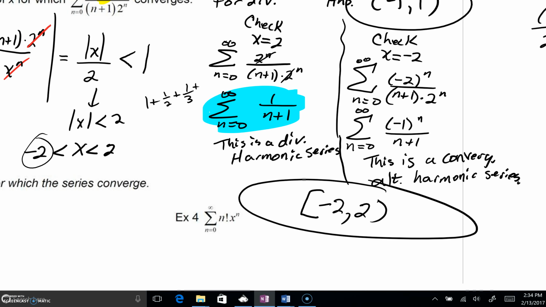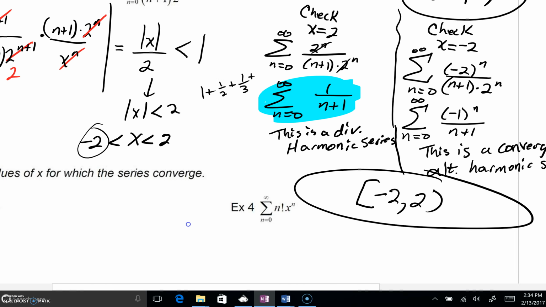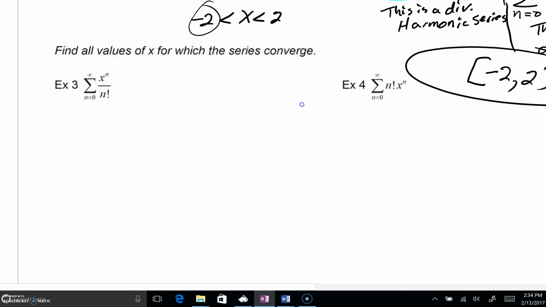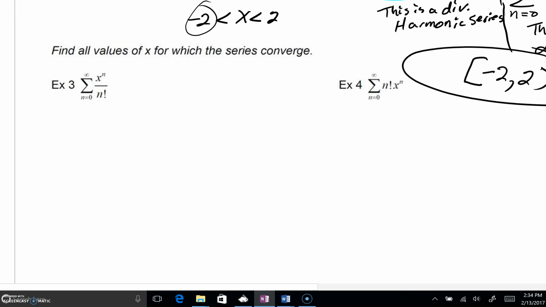Now, understandably, I think sometimes kids are looking at these problems and they begin to fear that all of these problems must be a tremendous amount of work. And that's not always the case, thank goodness. Let's very quickly take a look at example 3. For example 3, we've got a ratio test that we're going to have to go through.